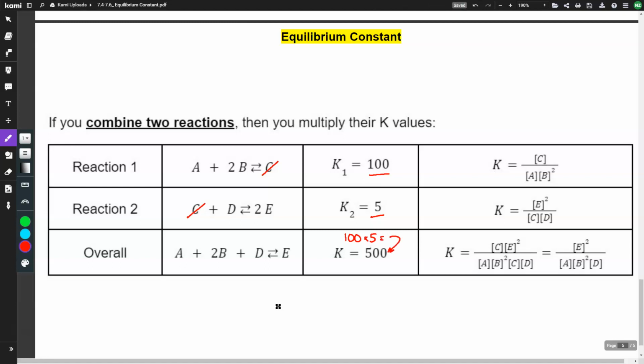And then as far as the expressions go, when we combine these two expressions right here, we would end up with our C values like this. But since we've got one in the numerator and one in the denominator, they would cancel out just like they did in our expressions. And then our final setup would look like that. Okay, so not as bad as you thought when you first saw those tables, but yeah, it's kind of like Hess's law. So there you go. That's the equilibrium constant.